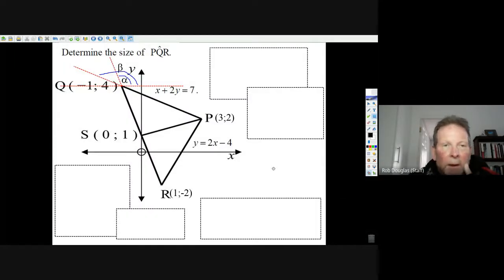Okay, this is the next three questions of this analytical exam question, and here we go. It says determine the size of angle PQR. Well, we've got two lines, we have two gradients, and we can figure out the gradients pretty easily.